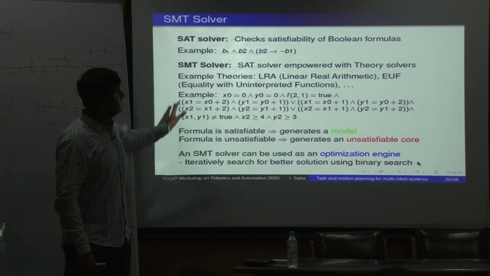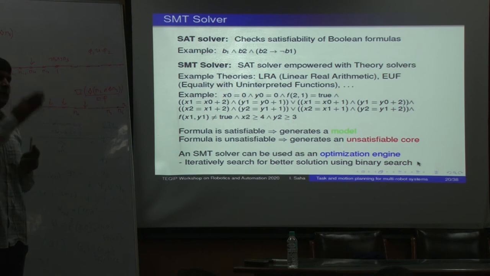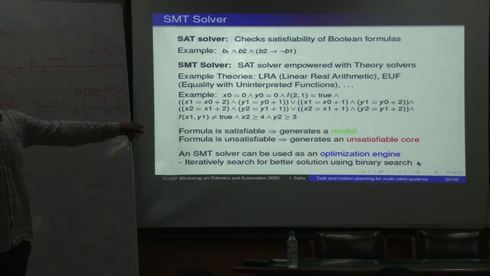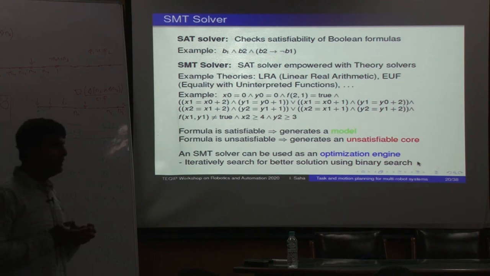So you now give this to a solver. If it gets a solution, that means there is a way to reach the goal location from the initial location with a guarantee on obstacle avoidance. That's more or less the basic principle. If there is a solution, the solver gives you a solution that's called a model. And if there doesn't exist a solution, it says that the set of constraints is unsatisfiable, but it can also give you something called an unsatisfiable core.